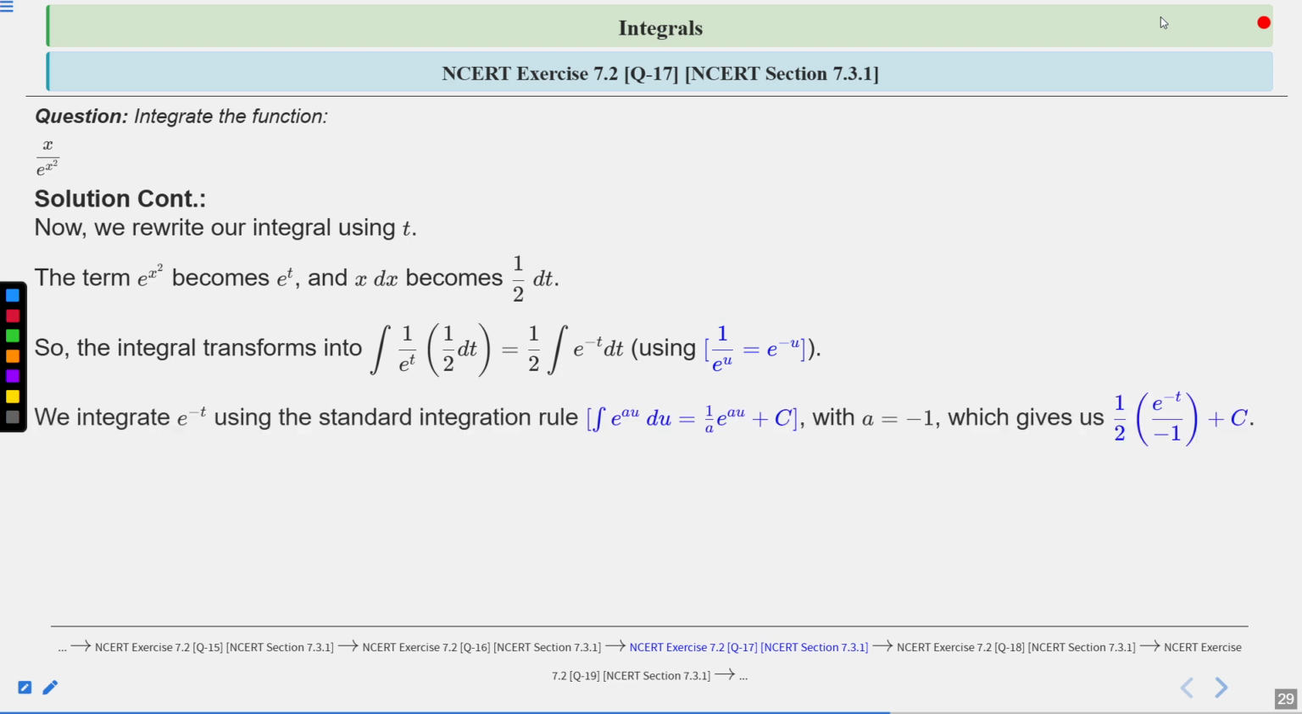We integrate e to the power minus t using the standard integration rule, which is integration of e to the power au du is equal to 1 by a e to the power au plus c, with a is equal to minus 1. When we put a is equal to minus 1, it gives us 1 by 2 e to the power minus t upon minus 1 plus c, right? Clear?